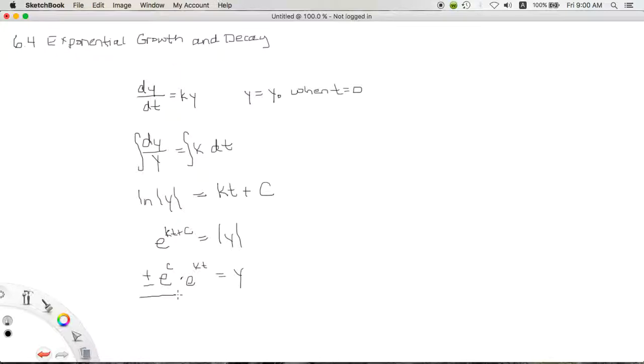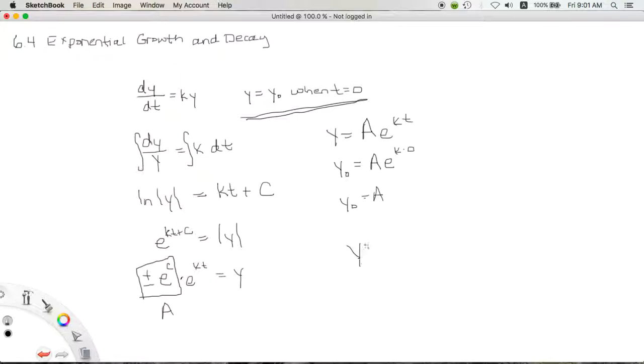So what we're going to do is take this and say that e to the c is going to be a constant. So we'll just rename that constant and call it a, so that we have y equals a times e to the kt as our equation. But we know that we have this initial value where y equals y naught when t equals 0. So y naught equals a times e to the k times 0, which of course, anything to the 0 power is 1. So our y naught is this constant a. So our equation for y is y equals y naught times e to the kt.